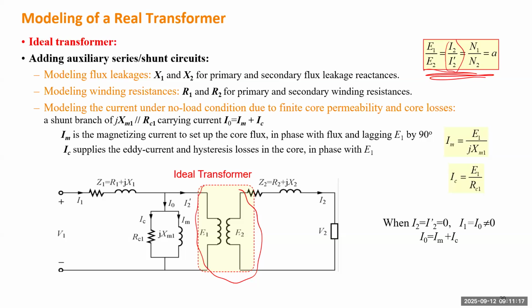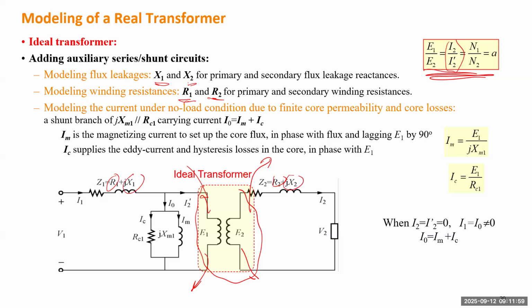But for a practical transformer, there are some factors we need to model. First, on both sides there will be some resistance in the winding, so we need to model the resistance on both sides, R1 and R2. And also there could be some leakage flux, which means that flux will not stay inside the two legs. That will create some voltage drop, which can be modeled by the reactances, X1 and X2.